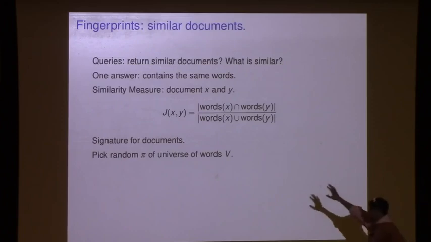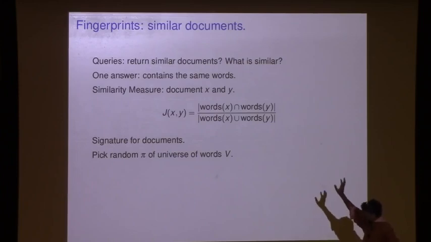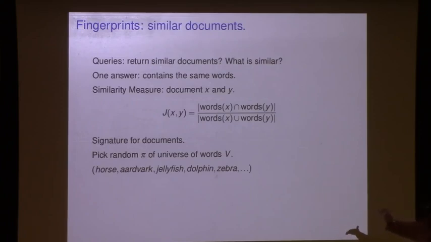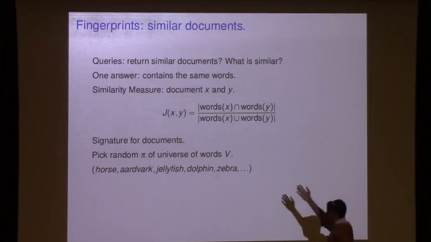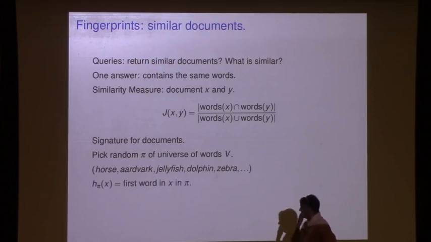Of all the words in the world, you pick a random permutation of this universe of words. How you implement that is something you can work out. For animals, the universe of words is maybe you're just trying to see how similar documents are with respect to animal words, and then you can put animal words up there. So you just take a random permutation, and for some reason horse came first and aardvark, and it's not alphabetical. It is what it is. It's some random permutation.